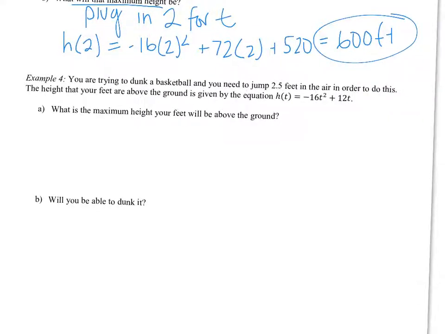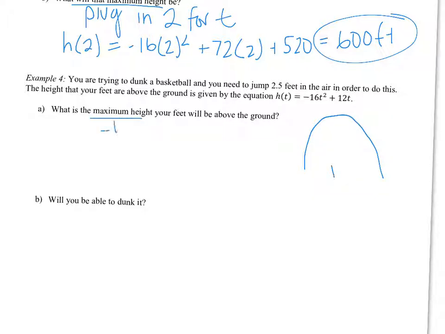Second example, example 4, you're trying to dunk a basketball and you need to jump 2.5 feet in the air in order to do this. The height that your feet are above the ground is given by this equation. What is the maximum height your feet will be above the ground? So what's the maximum height? In order to find it, this is like making the shape of a parabola, we need to figure out the time that it reaches the maximum height. You're trying to find the vertex.